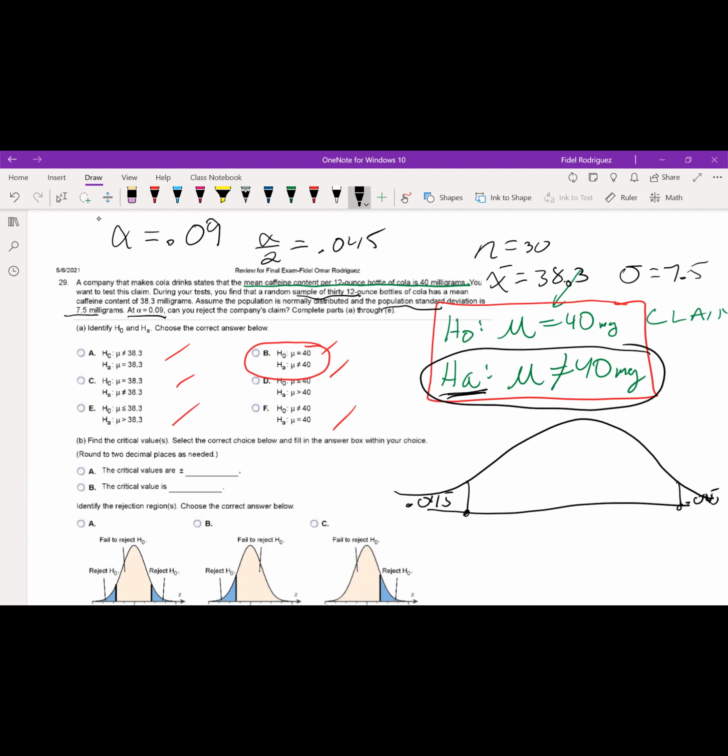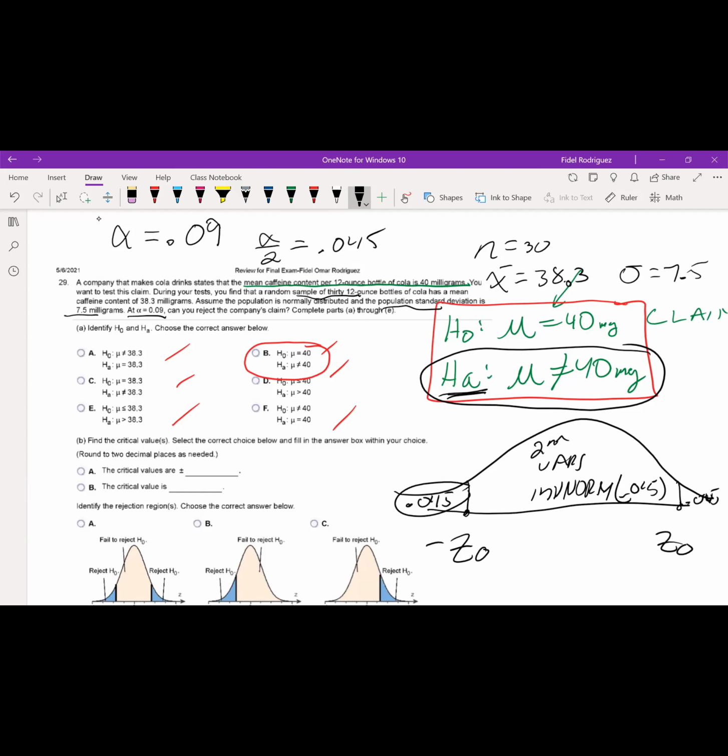Okay, so guys, what we're going to find are those critical values. One of them is going to be negative. The other one's going to be positive. So the way we're going to do this is we're going to go second, bars, and we're going to go inverse norm of that number right there, 0.045. I'm just doing this on my calculator here. Second, bars, inverse norm, 0.045.